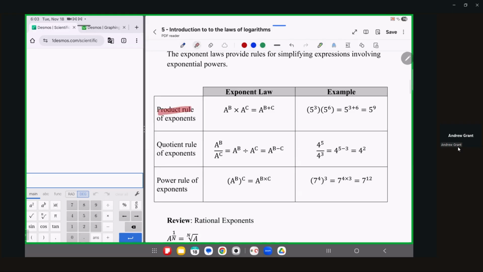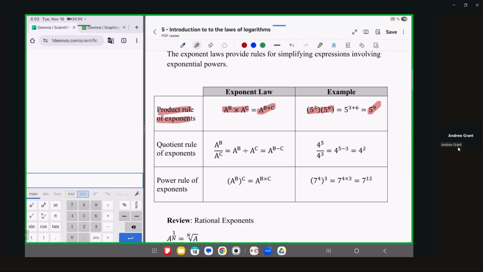The product rule of exponents says a to the power of b multiplied by a to the power of c is the same thing as a to the power of b plus c. And so, for example, if you have 5 to the power of 3 multiplied by 5 to the power of 6, keep the base of 5, add the exponents. So 3 plus 6 is equal to 9.